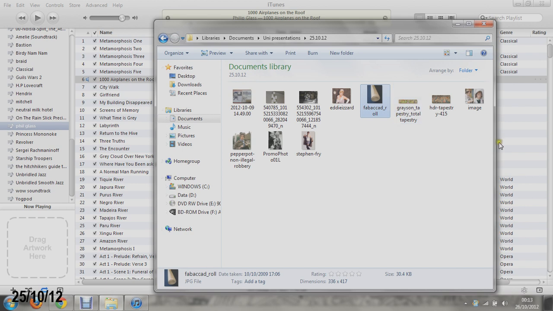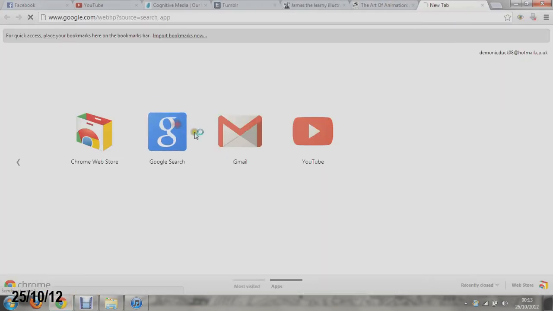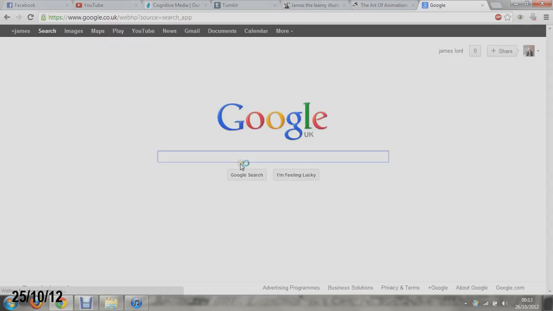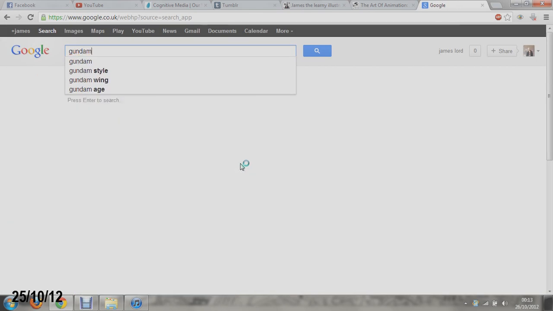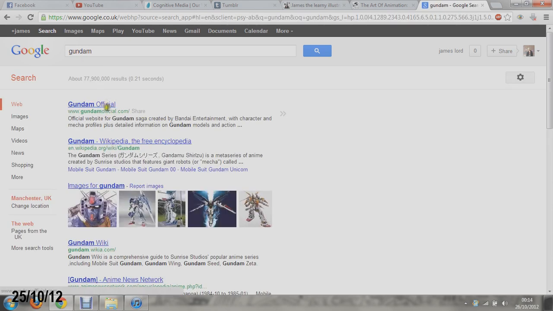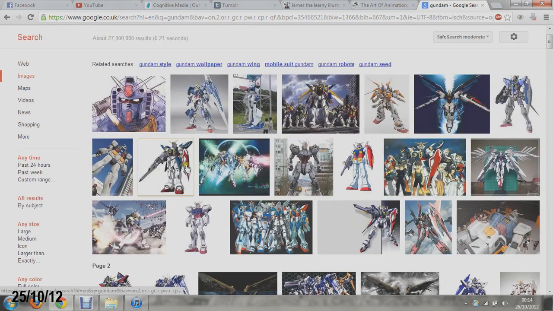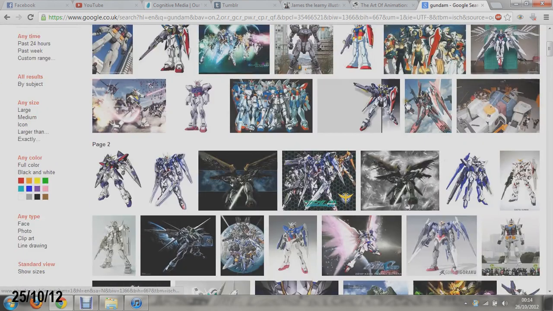So, next thing, more specific to alter egos. The first thing I was inspired by was Gundam. Now, for those who don't know what Gundam is, yeah, this is Gundam over here. Look at this big suit, pew, pew, pew, pew, lasers. Wow, aren't they amazing?